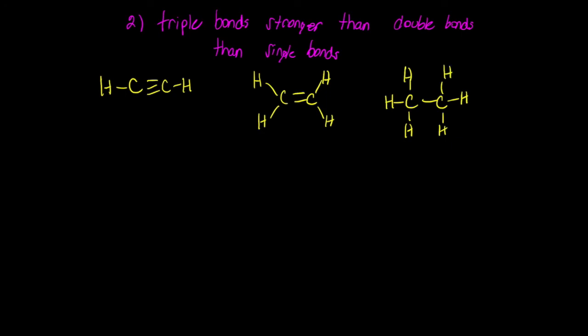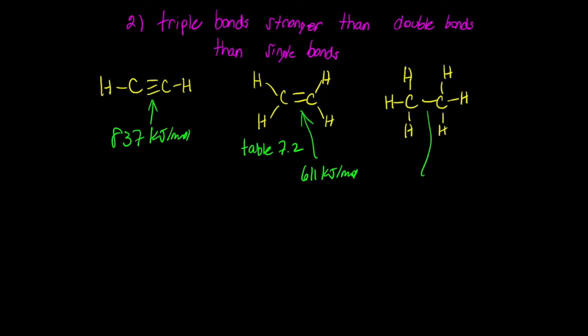And using table 7.2, we can see that a carbon-carbon triple bond is, so that's that central one in all of these molecules, 837 kilojoules per mole. And let me hunt around, 611 kilojoules per mole. And the CC is 345, okay?